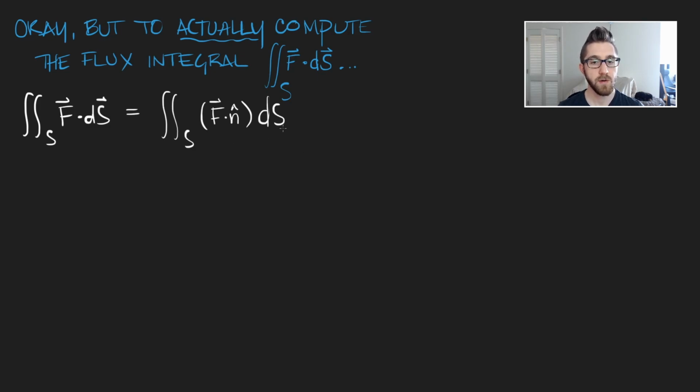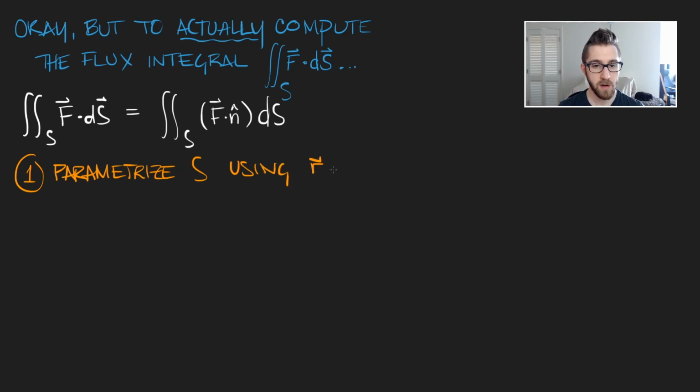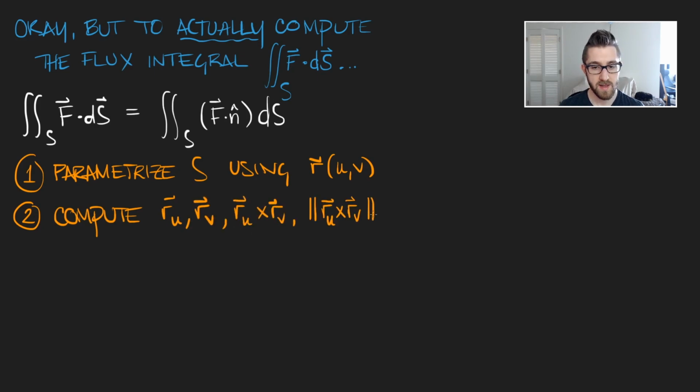But let's break down how you would actually compute this scalar surface integral. Remember, to compute a scalar surface integral, the first thing to do is to parameterize the surface. And we'll say that the parameterization is called r of uv. And then from this parameterization, we compute all of these things. We compute r sub u, r sub v, ru cross rv, and then lastly, the magnitude of ru cross rv.